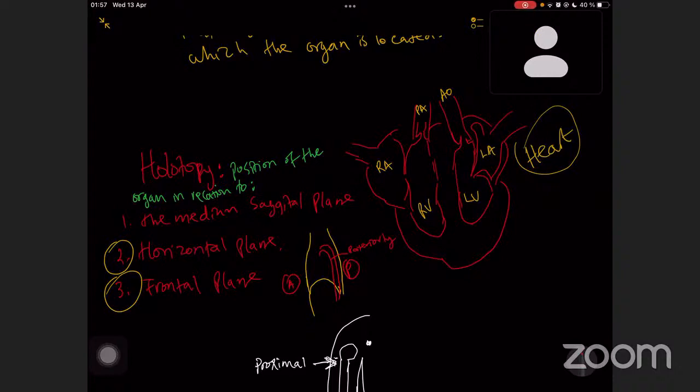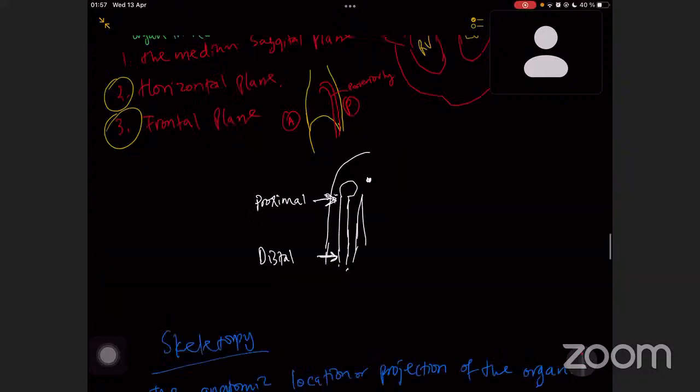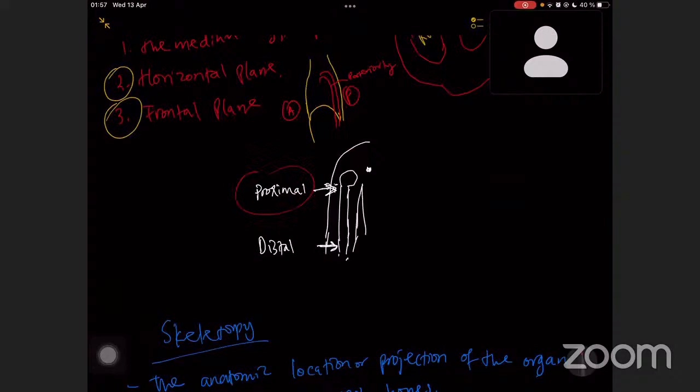Moreover, an organ can be described under Holotopy either to be proximal or distal. For example, here we have our humerus, and we can describe the distal part of the humerus or the proximal part of the humerus, right?